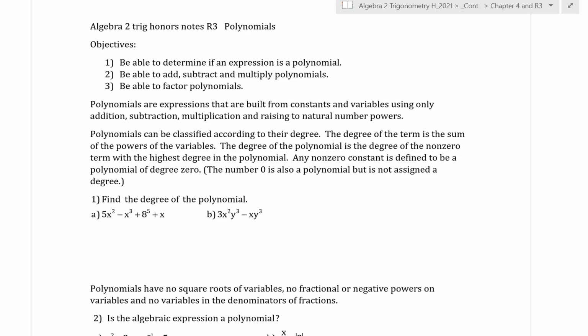Go ahead and read the objectives. We're going to be able to determine if an expression is a polynomial, be able to add, subtract, and multiply polynomials, and be able to factor polynomials.